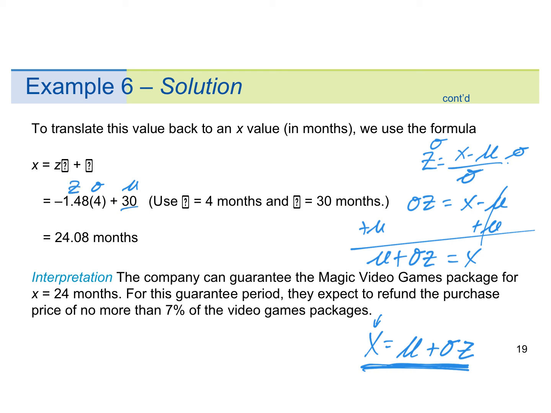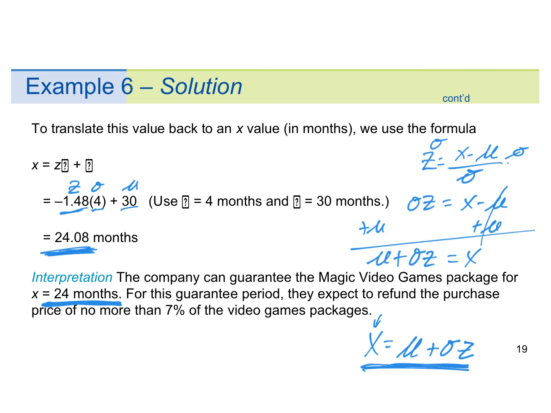Okay, so 30 months was given to us early, 4 months was the standard deviation, and you just found that z-score. This is what comes out of the calculator. Therefore, 24 months, we want to round normally. Okay, the company can guarantee the Magic Video package for 24 months. And if it does last for 24 months, they're going to have less than 7% that come back.